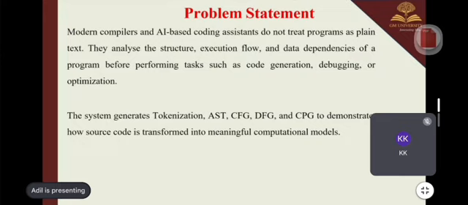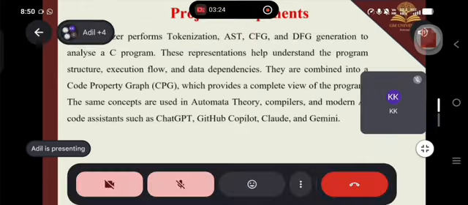To address this challenge, we developed a web-based visualizer that transforms a C program into multiple structural representations. The system generates tokenization, AST, CFG, DFG, and CPG representations to demonstrate how source code is converted into meaningful computational models. This project helps bridge the gap between theoretical concepts and practical understanding of program analysis. Next will be continued by Grishma RB.